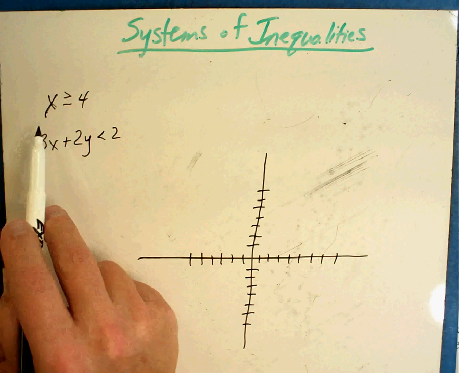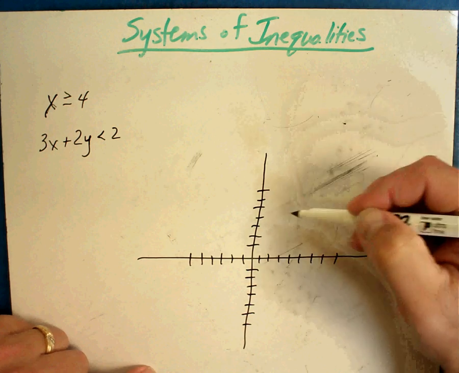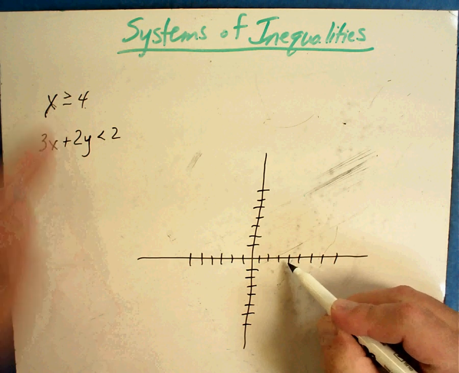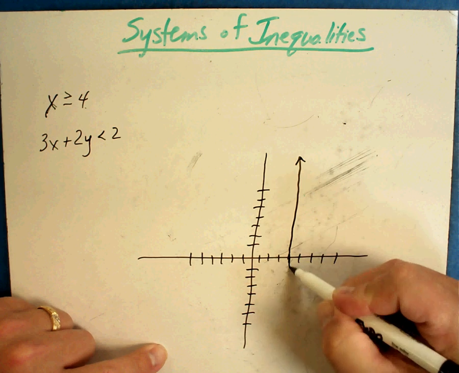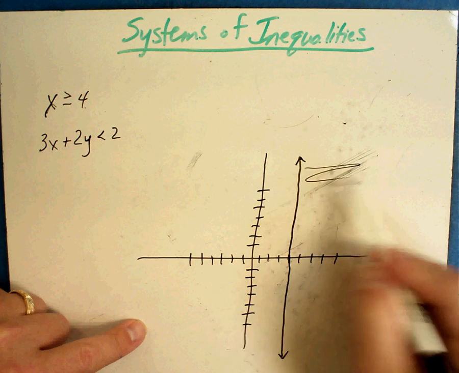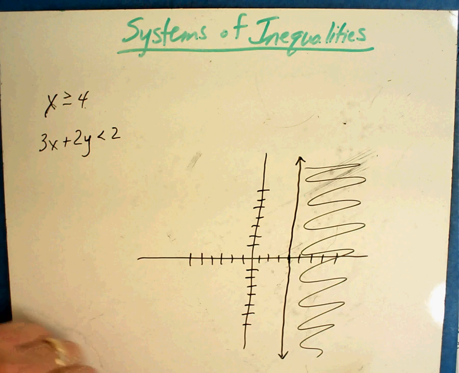X is greater than or equal to 4. So that means it's going to be a vertical line at 4. So I'm going to go 1, 2, 3, 4. It has the equal sign, so it's going to be a line that looks like this. It says greater than, so I'm going to be over here, because all of that's greater than 4.